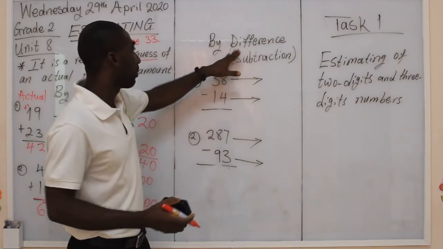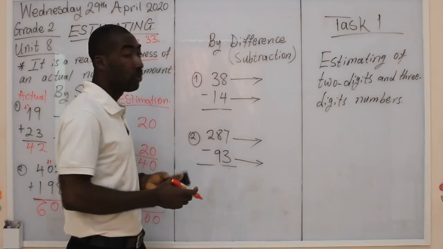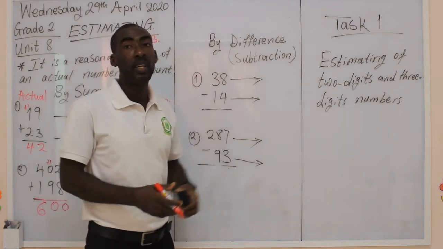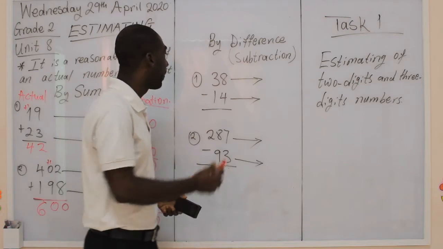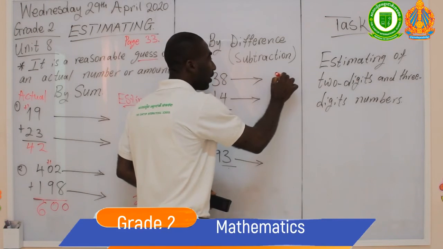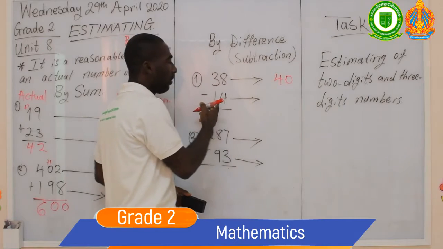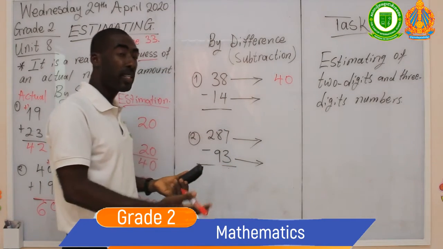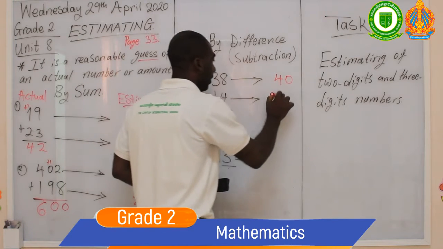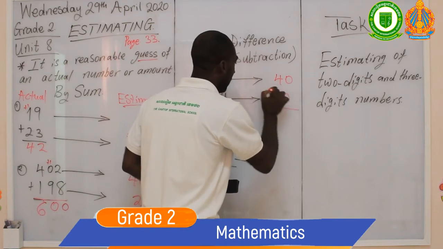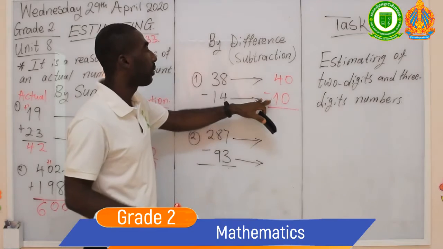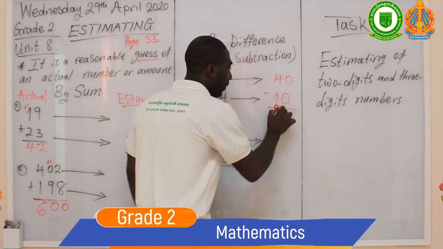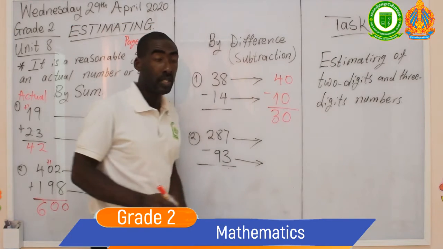Now let's look at estimation by subtraction. So estimation by subtraction or by difference, we're going to subtract. But first we need to estimate this to the nearest value or amount. So 38 will give us 40. 14 is very close to 10, more than 20. So it has to be 10. So that will give us 10. We are doing subtraction. So which means we're going to subtract this from this one. So 10 from 40 will give us 30.